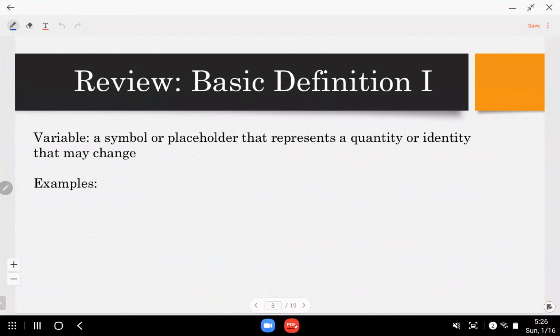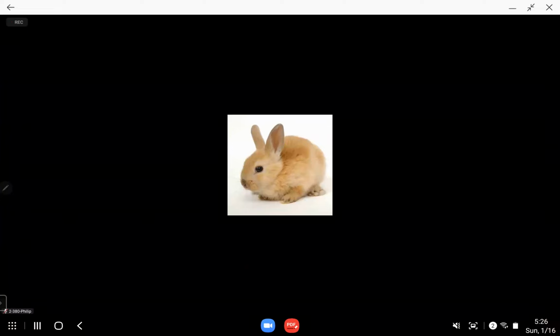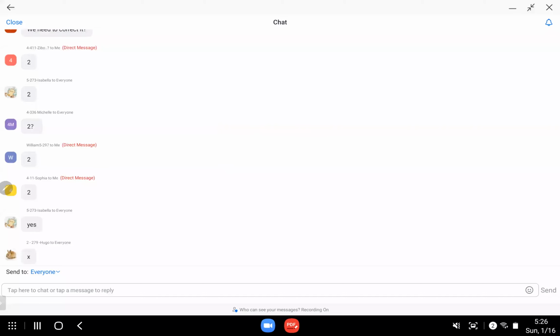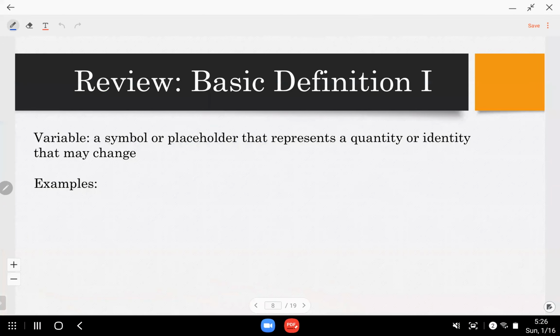Next, let's go on with a review of basic definitions. A symbol or a placeholder that represents a quantity or identity that may change. That is a variable. First, I'd like you to participate and give me some examples of a variable from last time. What are some examples of variables? X. Very good. We have X. What are some other examples of common variables you may see?